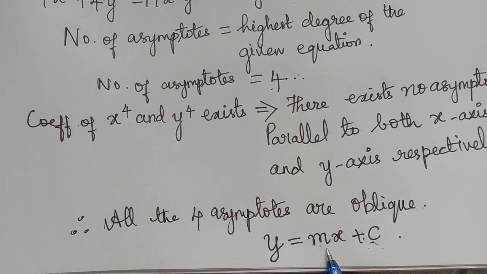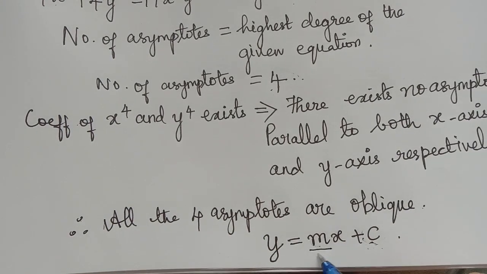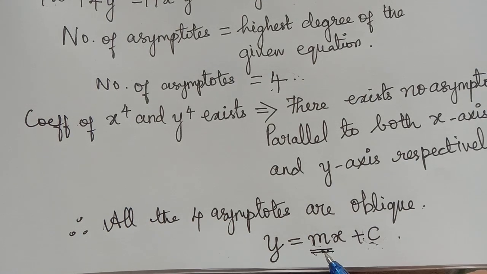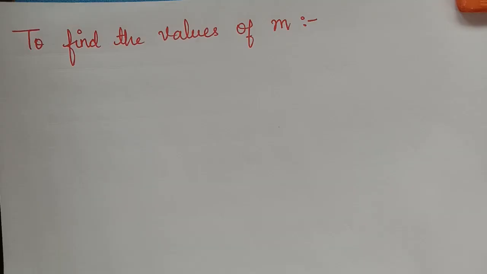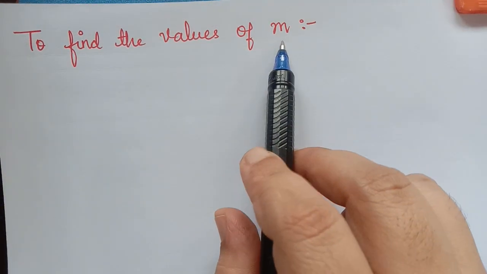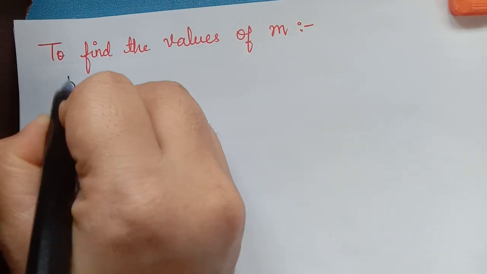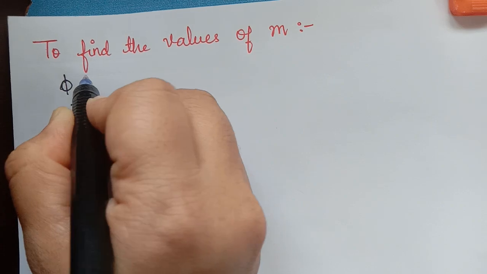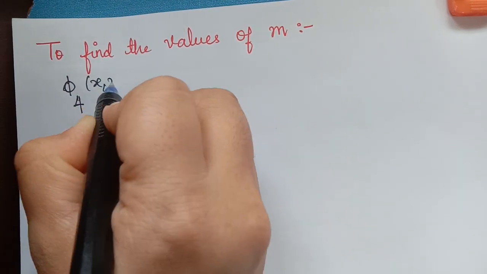Now, as the next step, we have to find the values of m, that is m1, m2, m3 and m4. Let us see that now. Now we have to find the values of m, for which we should first write phi 4 of x comma y.